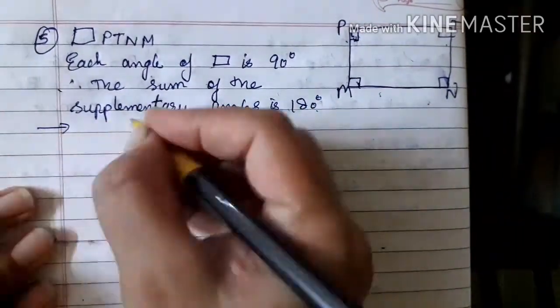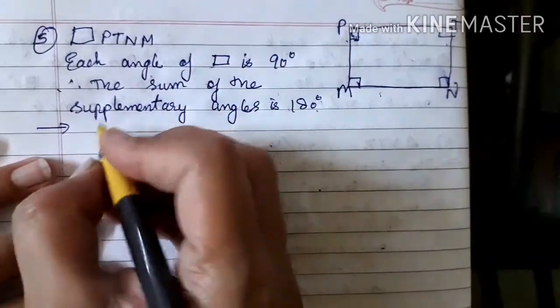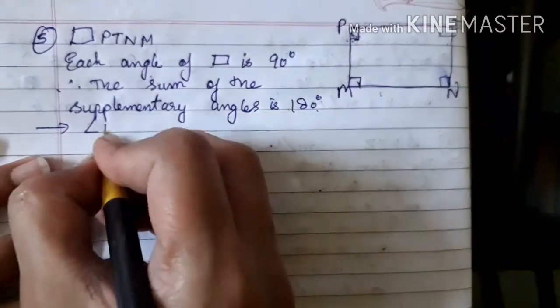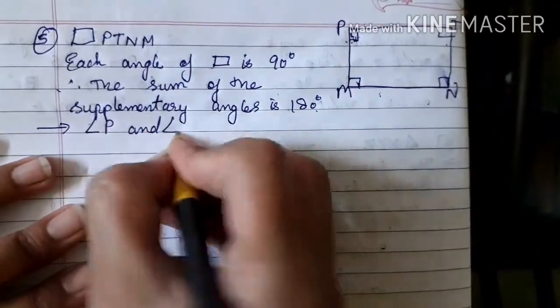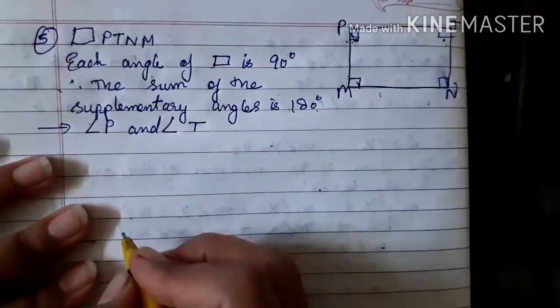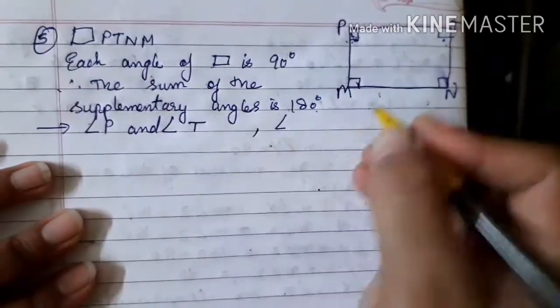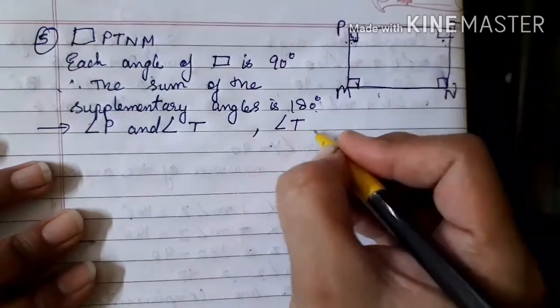So what do we have to write? We have to find the pairs. So angle P and angle T, I took as the first pair. The second pair is angle T and angle N.